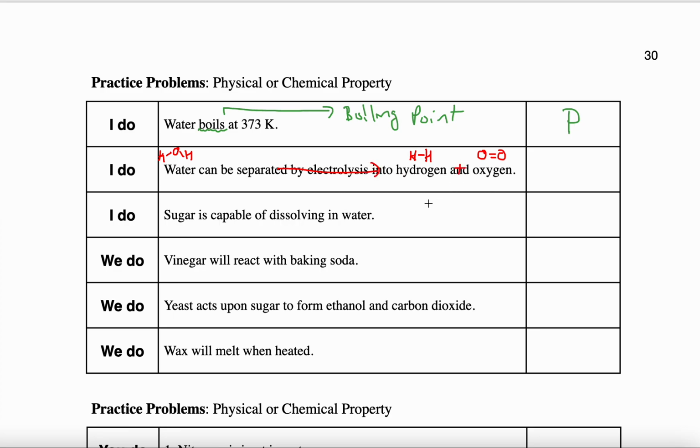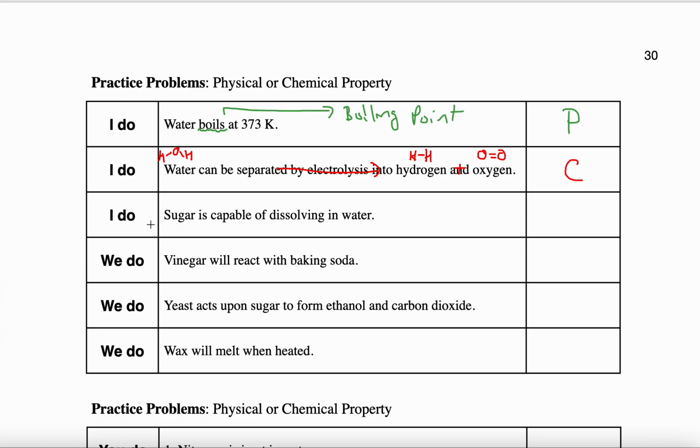hydrogen and oxygen. So when I take a look at my starting structure and composition, a 2-to-1 of hydrogen to oxygen, it changes into a structure that only has hydrogen in it, and a different structure that only has oxygen in it. So it is showing a chemical property of water. It can be separated chemically into the element hydrogen and the element oxygen.